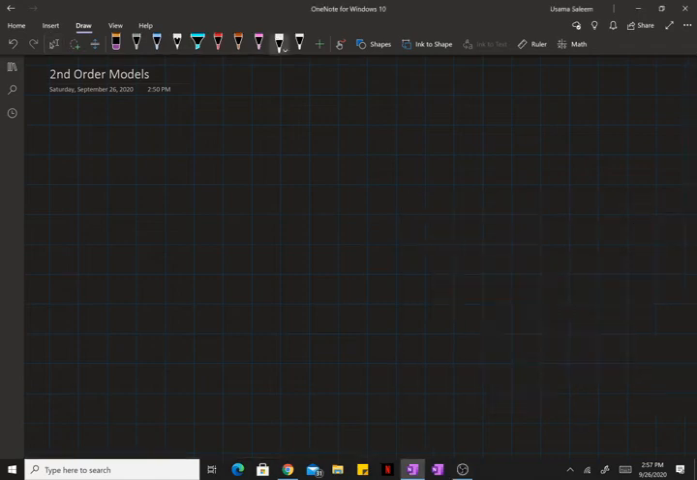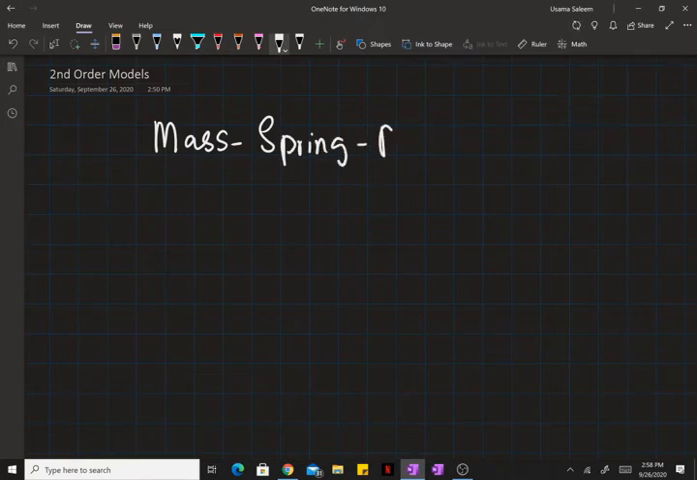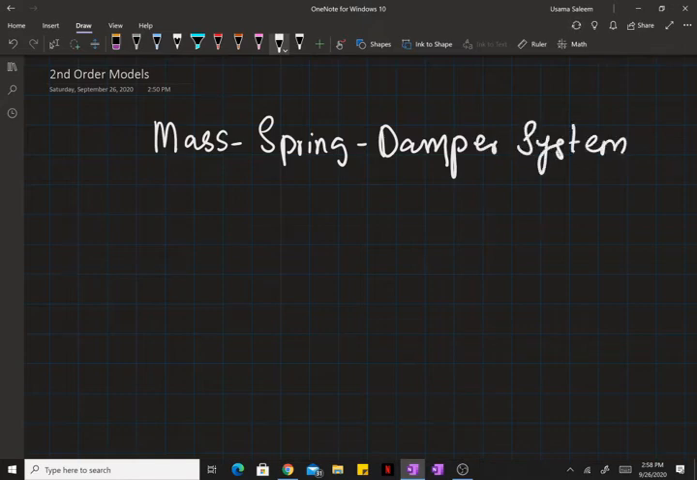Okay, welcome back everyone. Up till this point, we've been looking at first order models. So, in this video, I'm going to start our discussion about second order models. To start off, I'm going to take the example of a physical mechanical system, a mass spring damper system, which is very commonly encountered in an engineering vibrations class.